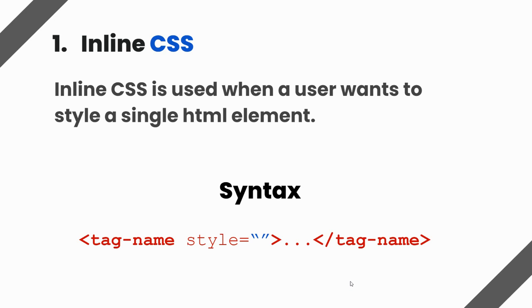As we can see in the syntax below, that's the code in red ink, it starts with the tag name. Beside the tag name is the style attribute, which is the major attribute that CSS uses in this method. So this method actually uses the style attribute. Within the attribute, you would assign a property and a value. That's how it is for inline CSS.